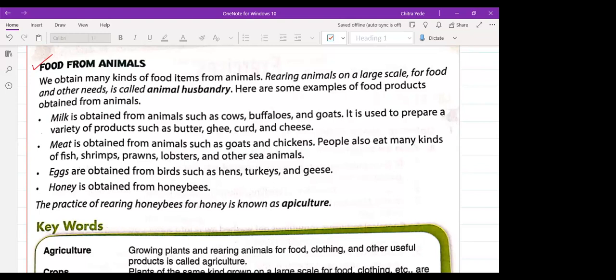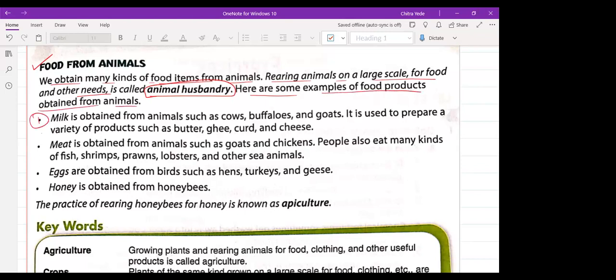So most animals are an important source of food. We obtain many kinds of food items from animals. Rearing animals on a large scale for food and other needs is called animal husbandry. Here are some examples of food products obtained from animals.